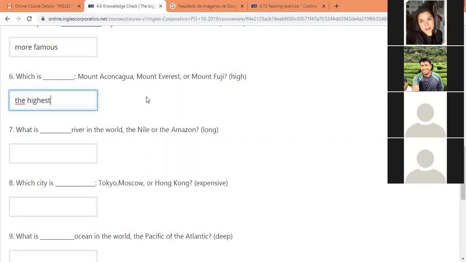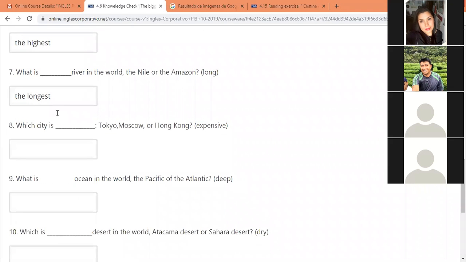Which is the highest? Mount Kilimanjaro, Mount Everest, or Mount Fuji? Okay, that's number 7. The longest river in the world.